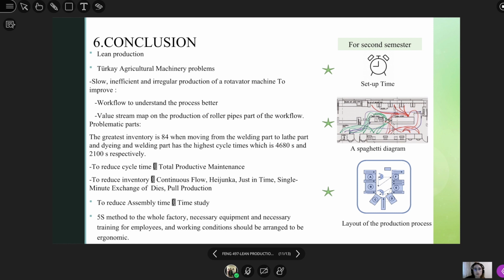For the second semester, setup times will be added to this value stream map, and we will study them. A spaghetti diagram can be created, so time losses in transport will be determined and we will try to reduce them. The layout of the production process will be fixed, and these are our references.